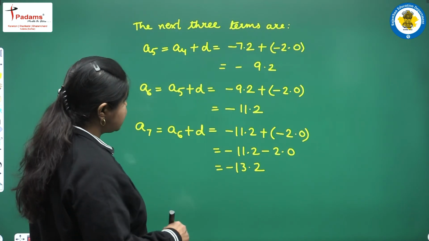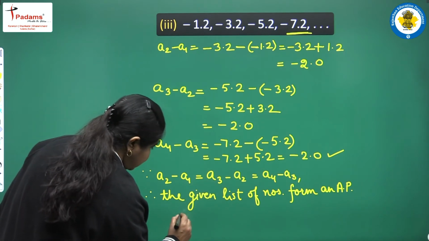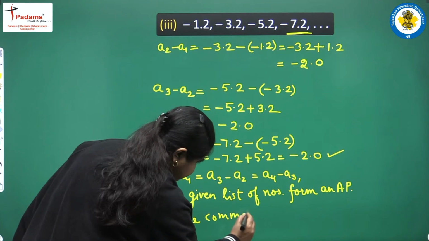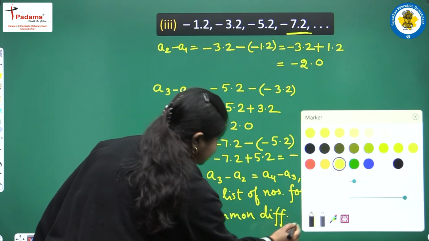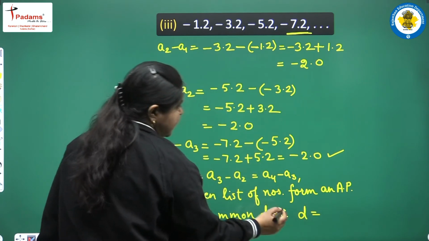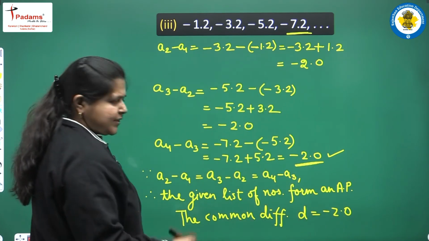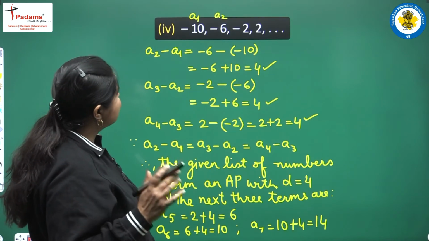In the previous question we did not mention the common difference. Let me write here, the common difference is equal to minus 2.0. Just have a look. I just forgot, now I am writing it. Next we take the question.